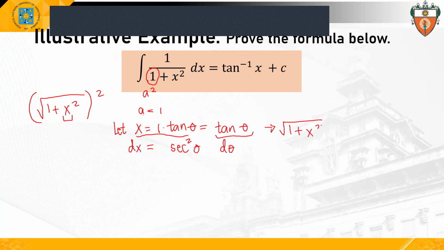Yung mga radicals natin, the one you took a picture of dun sa previous slide, this will become 1 plus tangent squared theta, which is secant squared theta. So it's square root ng secant squared. That will just be secant theta. Ito walang d theta kasi we're just dealing with the radical. What will happen to the radical in terms of the trigonometric functions?